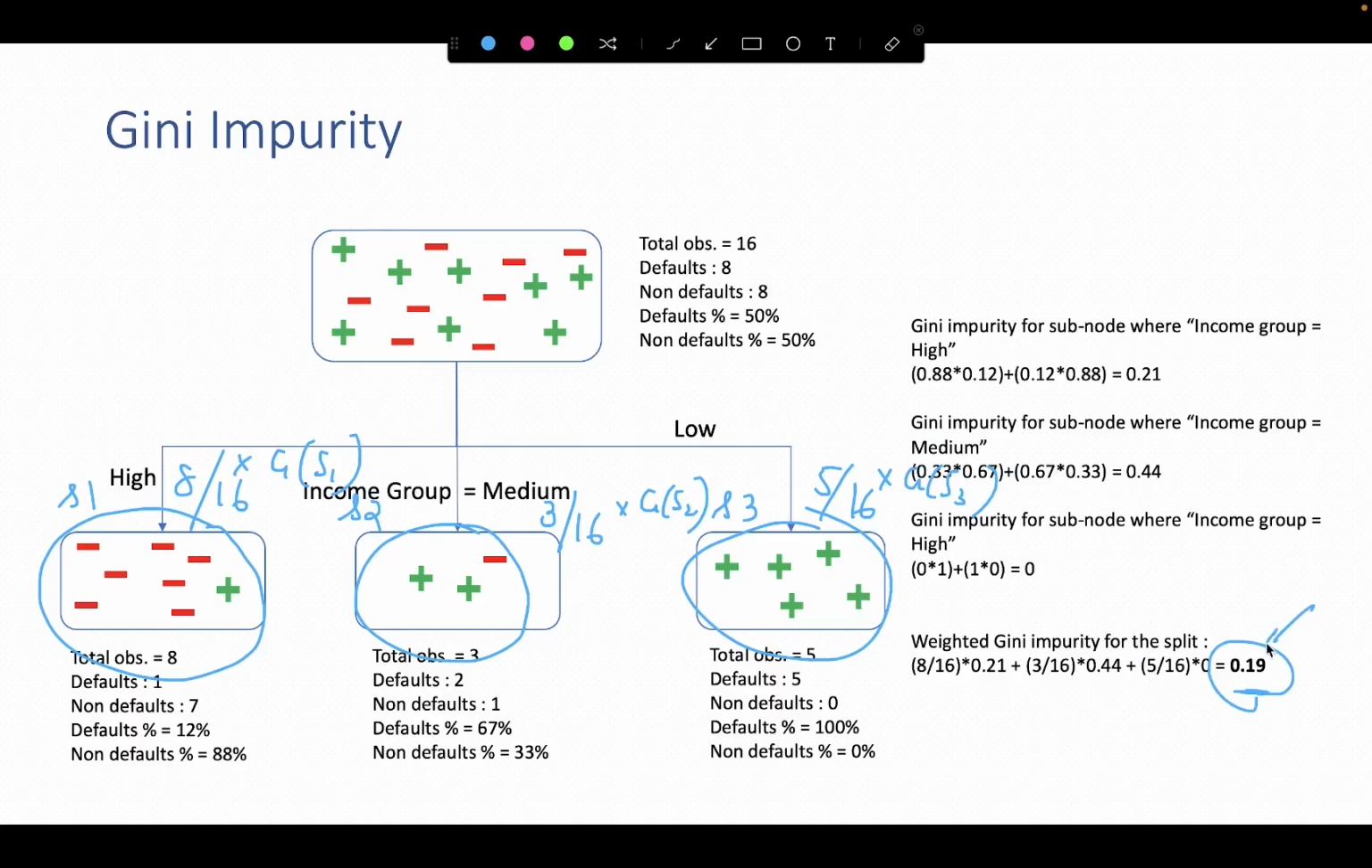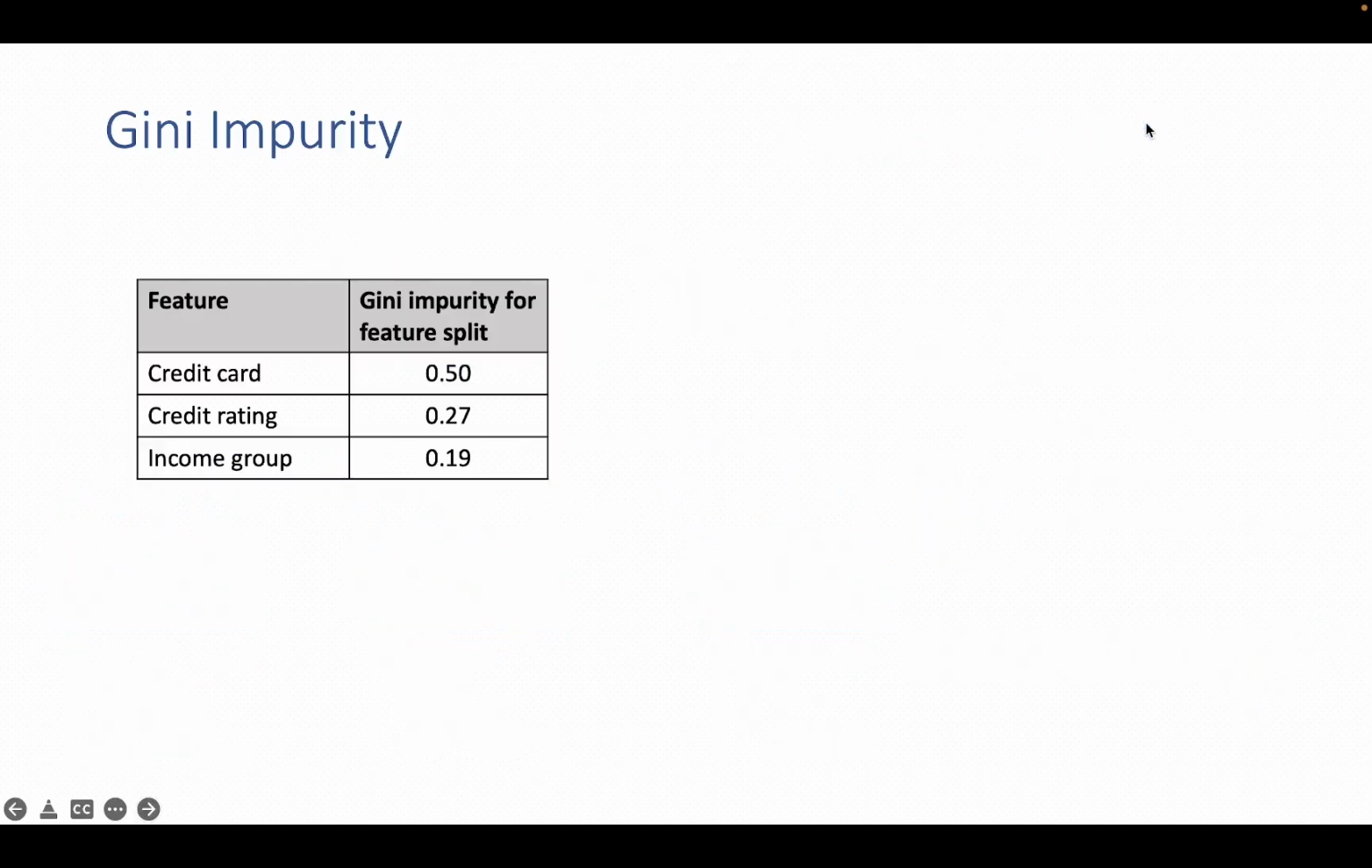So we clearly understand that 0.19 is far lesser than 0.27 that we deduced earlier versus 0.50 for credit card. So clearly income group is a winner here. So income group is the right feature split that we can implement for the decision tree model that we are going to construct, because that is the one that's going to produce a lesser impurity score. This is the one that's going to produce as homogeneous or as pure subnodes as possible out of the total feature splits that we have tried to evaluate.